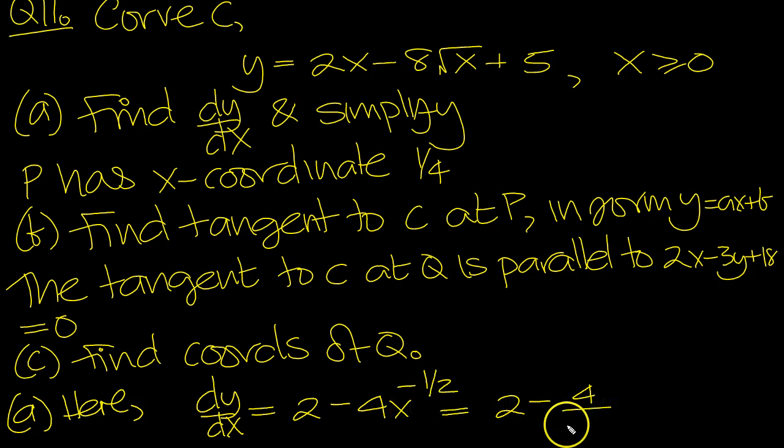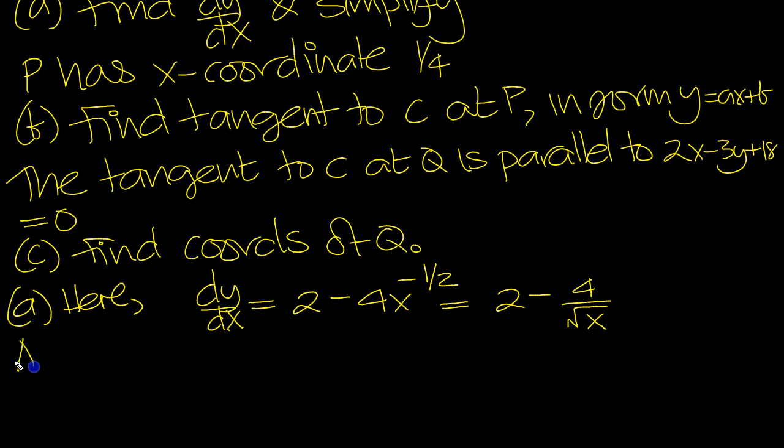Drop this underneath and we can write that as x square rooted, x to the half underneath, can't we? Because this becomes a half. Flip the sign. So we've done that then. That's dy dx. P has x coordinate quarter. Find the tangent to C at P.